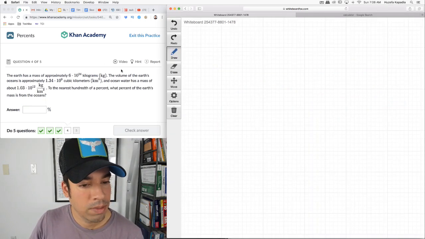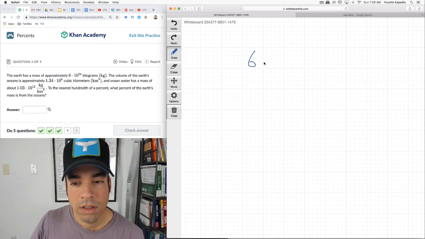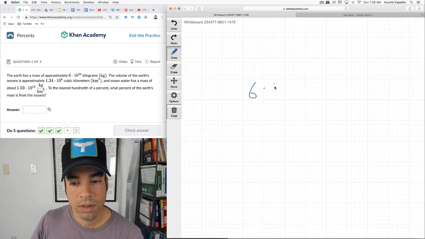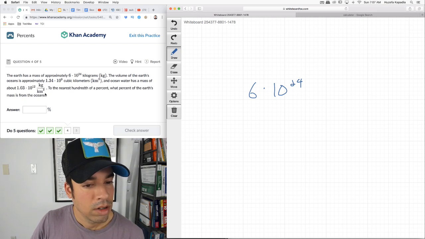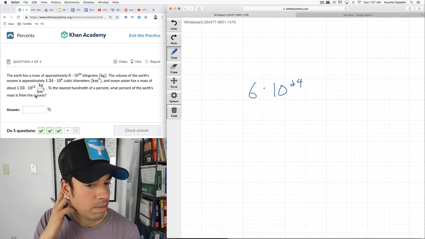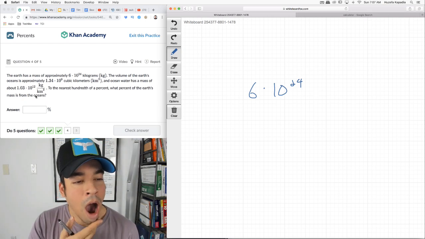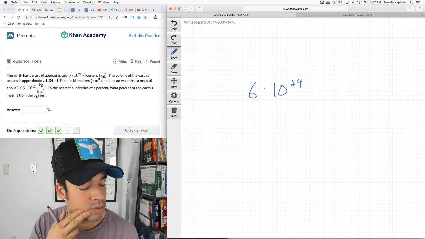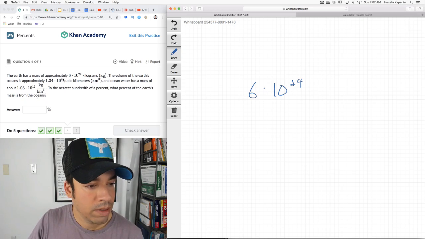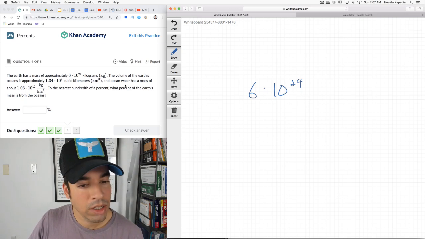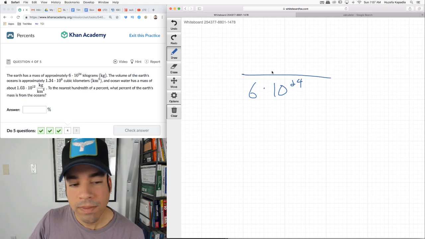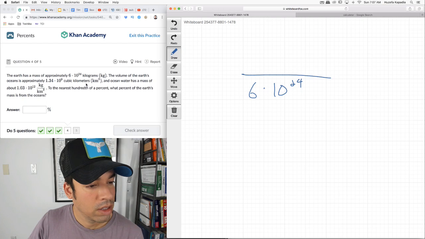the Earth has a mass of this, times 10 to the 24th. The volume of the Earth's ocean is approximately this. The ocean water has a mass of that. Okay, the volume is irrelevant, right? Because they're just throwing this out there as a red herring. But it's the percentage of the mass of the water to the mass of the Earth. That's what they want to know. So really, we're just dividing this number.